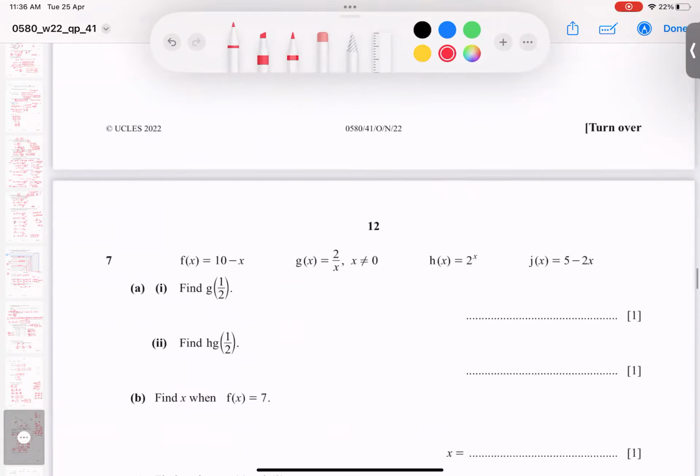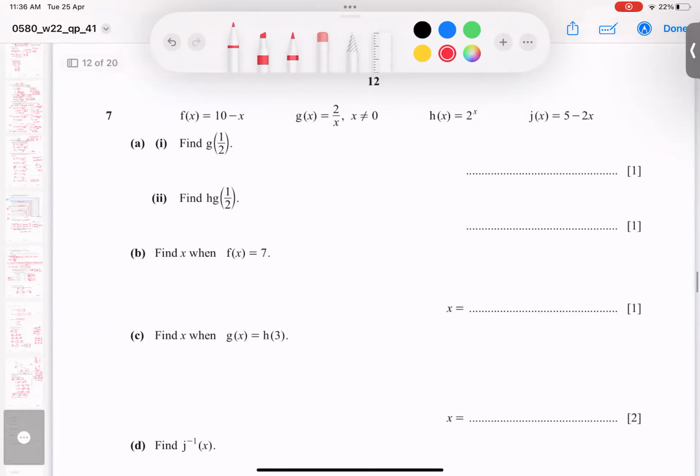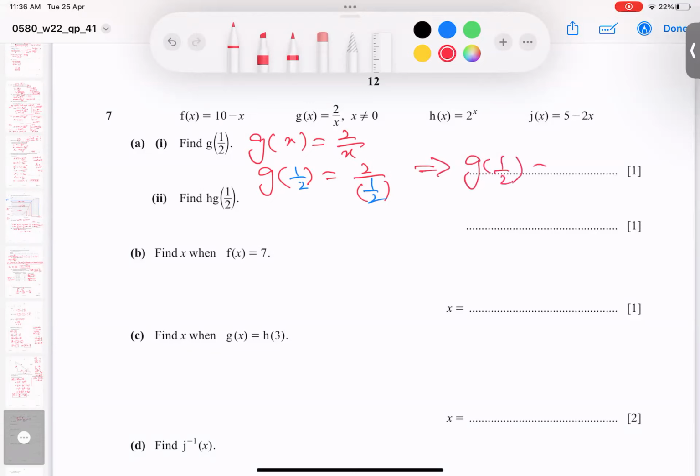And now I'm going for the next question. Functions. So what is the first part? F of G of half. Best habit, copy the function. How many X's, empty spaces, both sides? Plug in half here and plug in half here. And you know this half will flip up, 2 to the 4. So G of half is equal to 4. First part done.